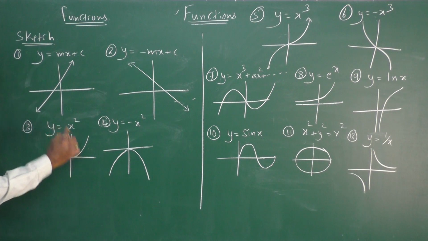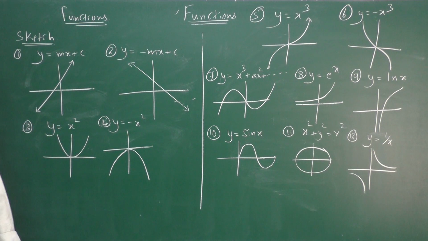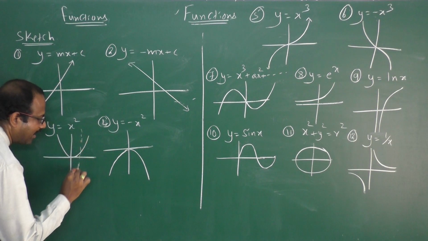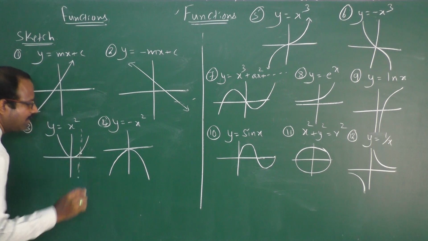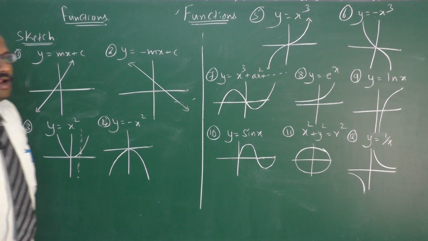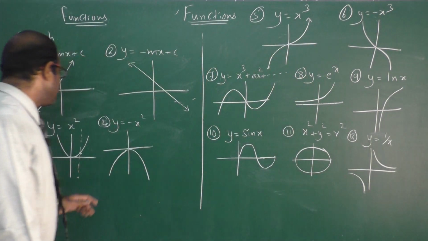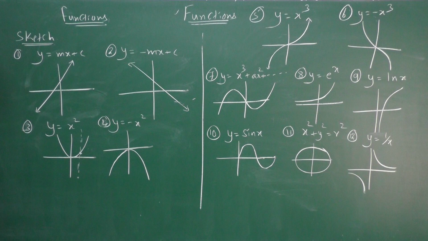Now let me observe this one. Is this a function? y is equal to x squared. Observe this very carefully. I'm going to draw a perpendicular line. Then you can observe that it is intersecting at only one point. Yes, it is intersecting at only one point. Then we can say it is a function.